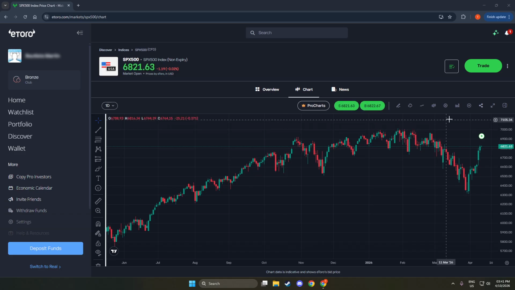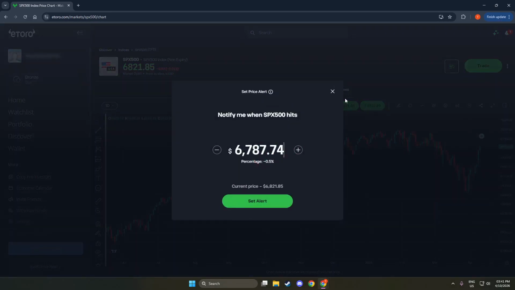A few tips here. Choose a level with intention. Round numbers and prior support or resistance often make practical targets. Be mindful of the asset's quote currency and decimal places to avoid typos. If the asset is very volatile, consider giving yourself a bit of buffer so the alert triggers at a level you'll actually act on. Once you're happy with the target, confirm to save the alert.